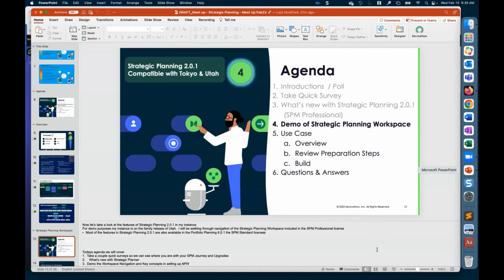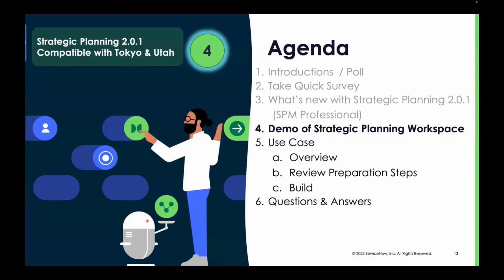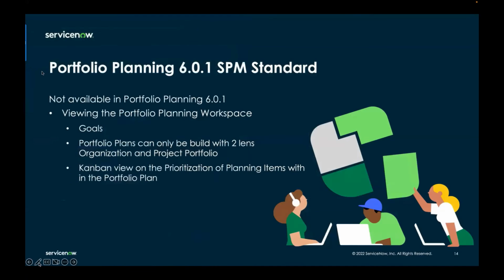Now I'll go back into my presentation. Okay, so we've been through the what's new with strategic planning. One thing I'd like to point out is, again, we went over the strategic planning 2.0.1, which is with our professional license. Now, I am just going to reiterate, there are some differences in the portfolio planning 6.0.1 standard.